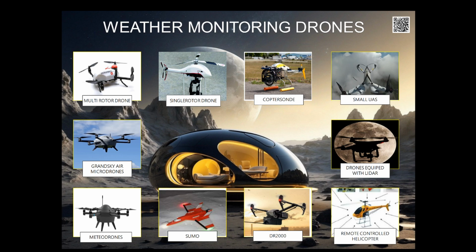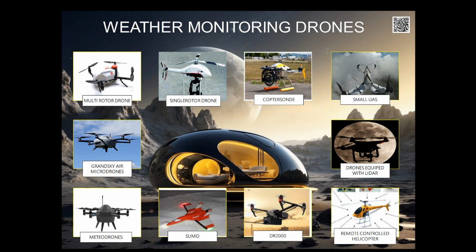Uncrewed aircraft systems and unmanned aircraft systems are the same. They are basically unmanned aerial vehicles, but the small UAS, the full form of UAS is uncrewed aircraft systems. That means no one is there in the aircraft, but it is an aircraft, very small. They have weather sensing capability, and they are very reliable in measurement. They are also developed for measuring weather, right?